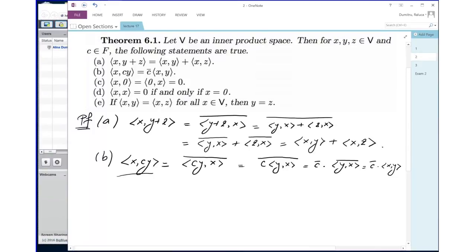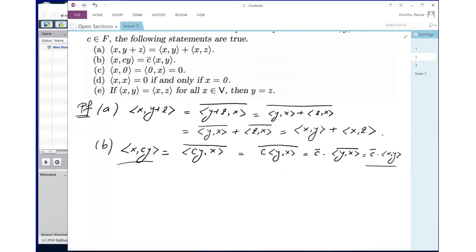Okay, so we pulled out the scalar from the second entry. It went out as C bar. Part C. Inner product between any vector and 0, or 0 and any vector, will always be 0. Well, if I look at this one, I can express it like this.